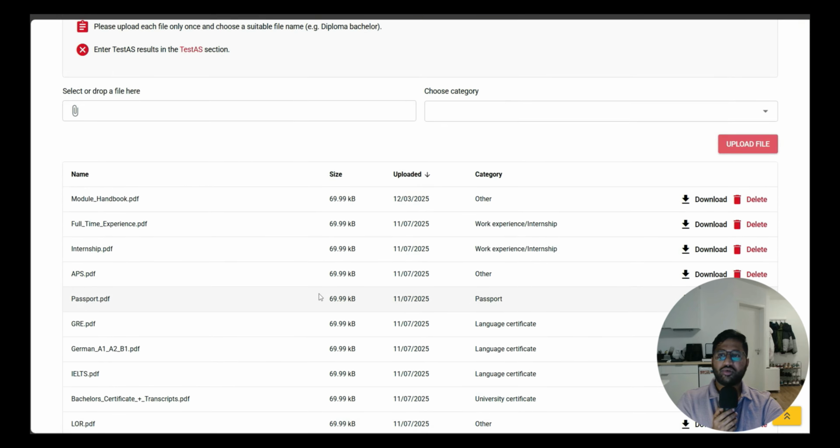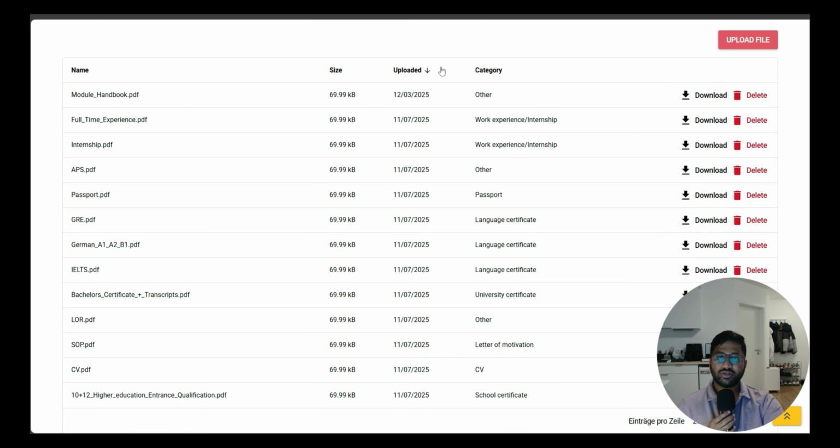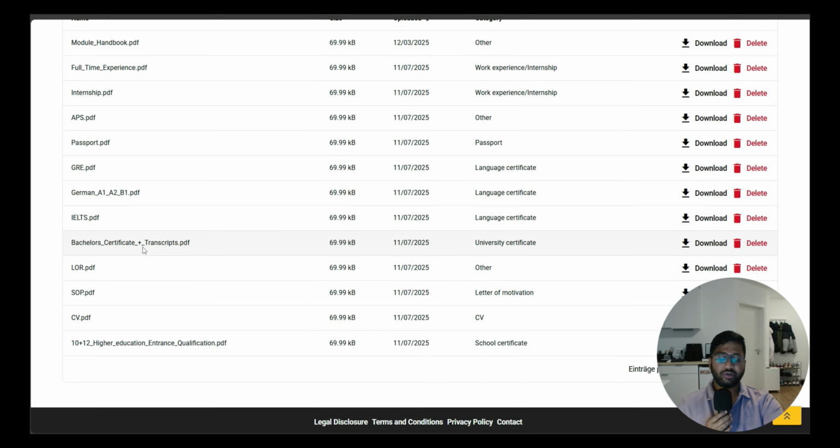Here I have given so many hints for you guys. Whenever you upload documents, I suggest you upload all documents as common, so that every college will have similar documents. So what are those? Module handbook, full-time experience if you have, internship if you have, APS certificate, passport, GRE if you have, German A1, A2, B1, however much you have finished, IELTS which is mandatory, bachelor certificate which is mandatory, LOR, CV, 10th and 12th, which is your higher education entrance qualification.